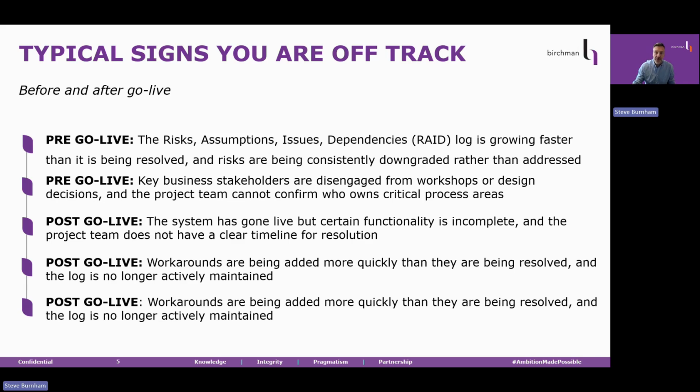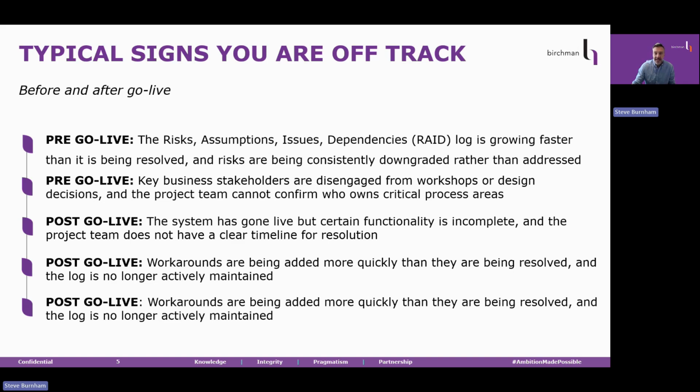Next is another project culture sign. Key stakeholders have disengaged, and the program team cannot confirm process ownership. If the business leaders and subject matter experts who should be validating design decisions have stopped attending workshops or stopped engaging with the program, then the system being built does not reflect how the business actually operates. The "cannot confirm process ownership" qualifier is the critical part.